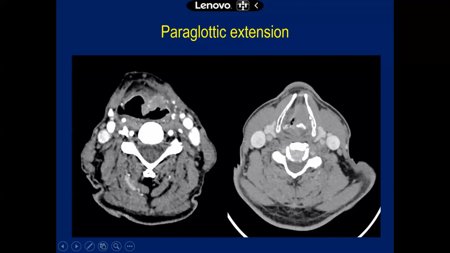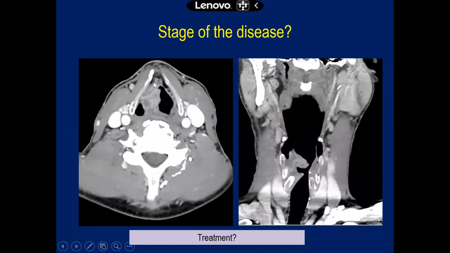A tumor in the left supraglottic region. This is the arytenoid cartilage. So paraglottic fat is infiltrated. So it's a T3. Similarly, at the level of the supraglottis, an enhancing lesion involving the aryepiglottic fold. This is the preepiglottic space, the right paraglottic fat, the aryepiglottic fold. Then this is a T3 disease, and the false cord is involved. And then you have a tumor. This is again a T3 disease.